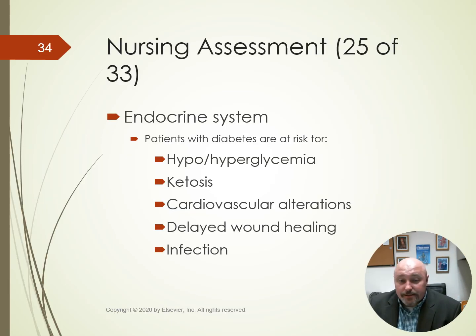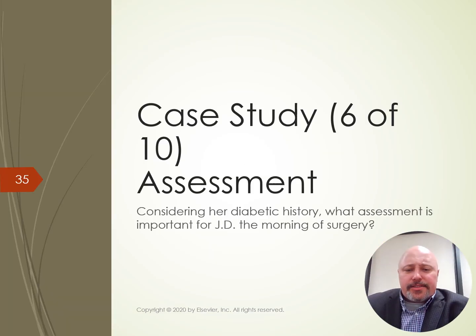And the endocrine system should be thoroughly assessed as well, including patients with diabetes who are at risk for hypo or hyperglycemia, ketosis, cardiovascular alterations, delayed wound healing, or infection. Considering her diabetic history, what assessment is important for JD the morning of her surgery?